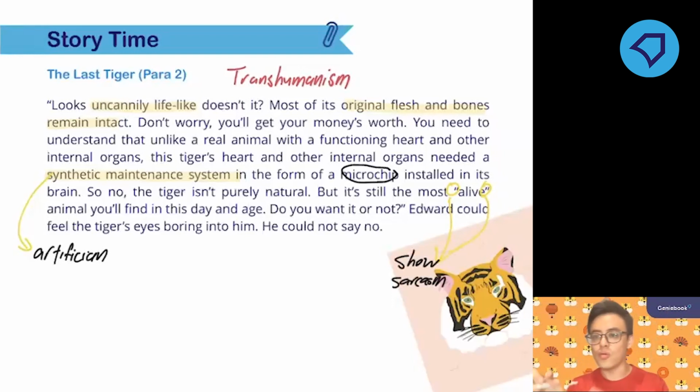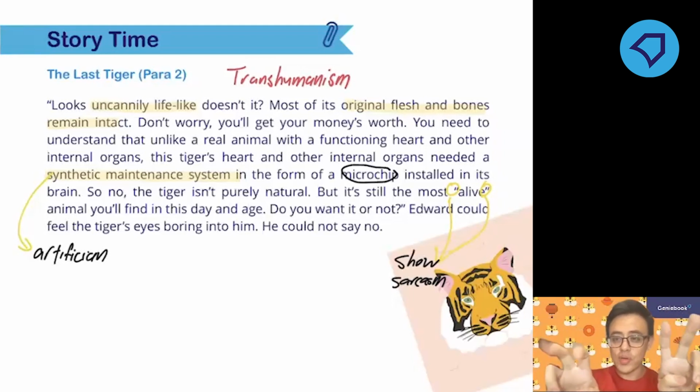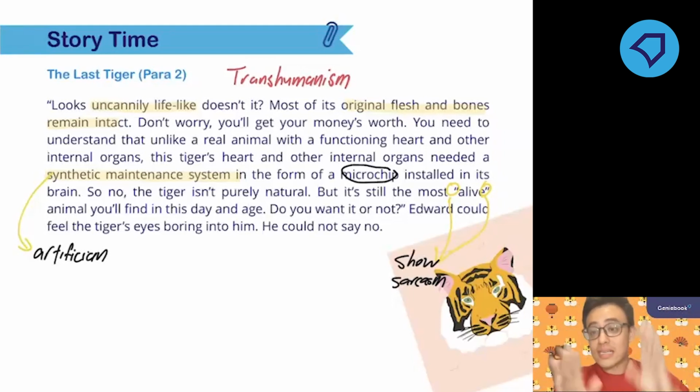Okay, so if I say, oh, your friend is so "handsome", with two inverted commas, it means that your friend is not handsome. So if I say, oh, this tiger is "alive", it means that this tiger is not alive. Okay, do you want it or not?